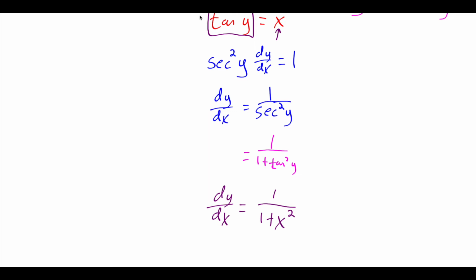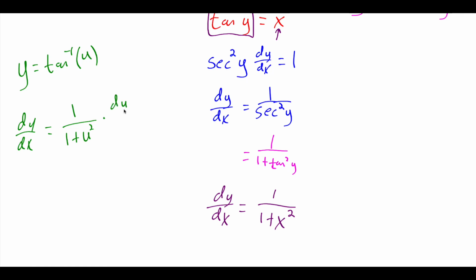Now we're not always going to be dealing with a plain inverse tangent of x. So if we had the equation y equals the inverse tangent of u, where u is some differentiable function, then as we're finding its derivative, we would have to include the chain rule. So this would be dy/dx is equal to 1 over 1 plus u squared, but then we would have to attach the derivative of whatever that u function is on the inside.